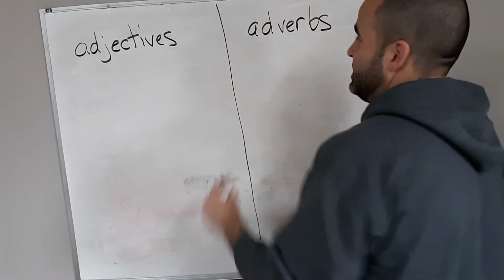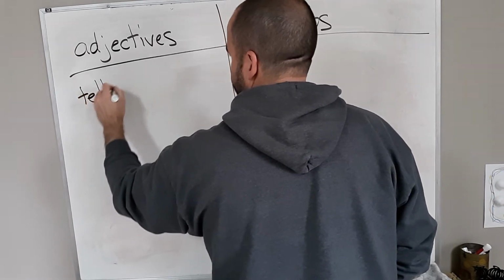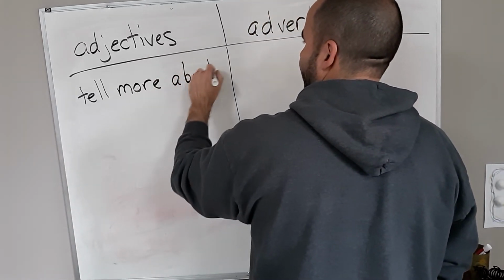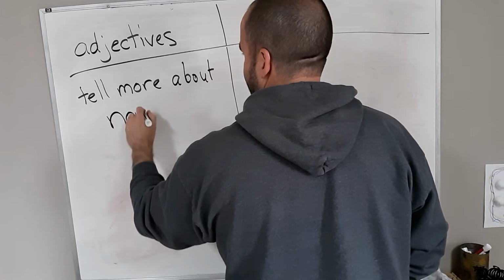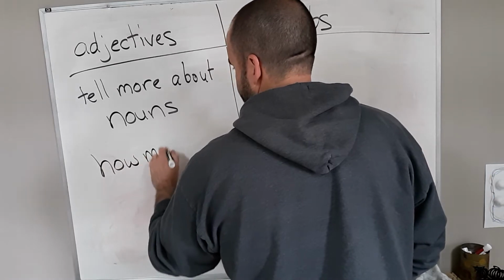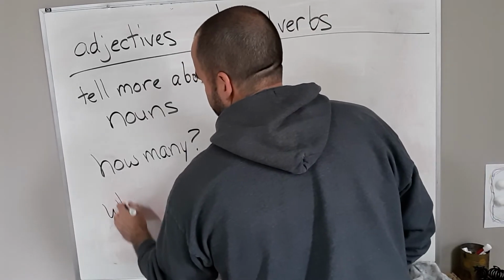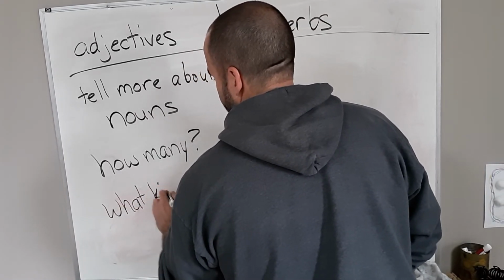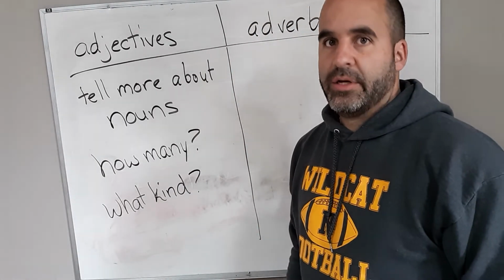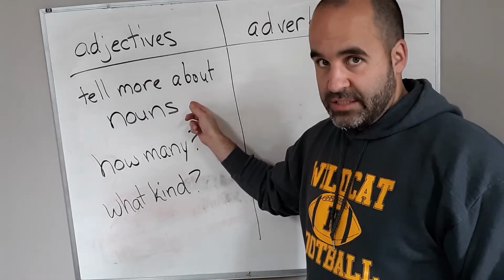Okay? Adjectives. They tell more about a noun. They can tell how many, like a number word, or they can also tell you what kind, like tall, short, green, yellow, different things like that, okay? But they describe nouns. They tell more about nouns.